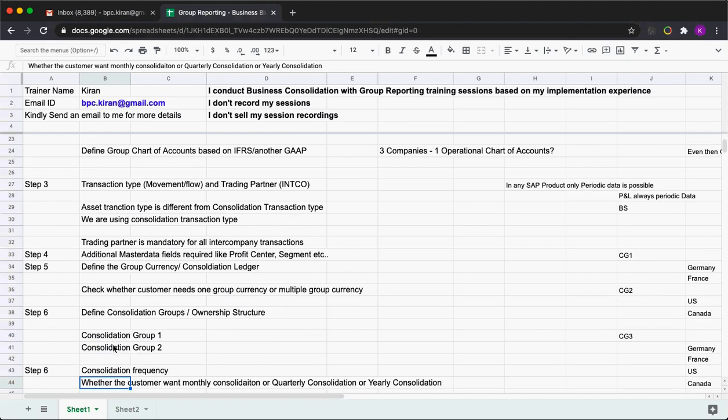I have a question. Where do you create the consolidation ledgers if the customer wants more than one? Where would you do that? Would you do it in FI? No. Consolidation ledgers are created in Group Reporting.